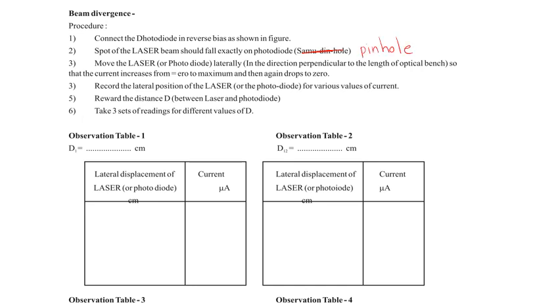And move the laser or photodiode laterally in the direction perpendicular to the length of the optical bench, so that the current increases from zero to the maximum, and then again drops to 0. And fourth step, we can say, record the lateral position of the laser and photodiode for various values of current. And fifth is, record the distance D between the laser and photodiode, and take 3 sets of the readings.